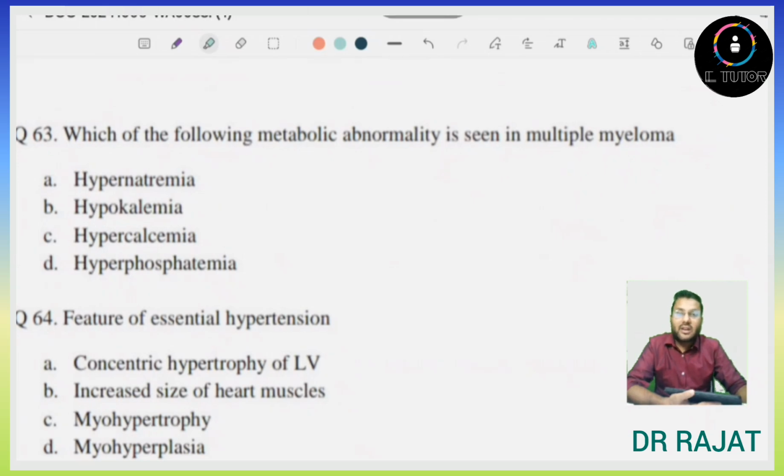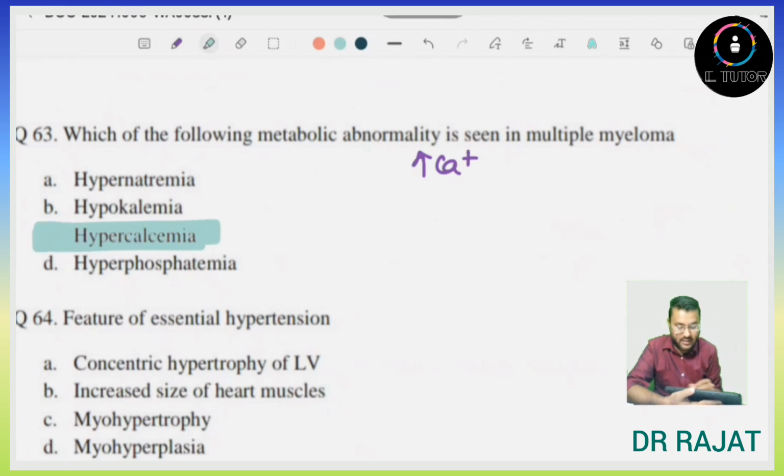Which of the following metabolic abnormality is seen in the multiple myeloma? So if we talk about the multiple myeloma, then we know that in multiple myeloma there is increase in the calcium. So hypercalcemia will be there. So answer will be option number C, hypercalcemia.